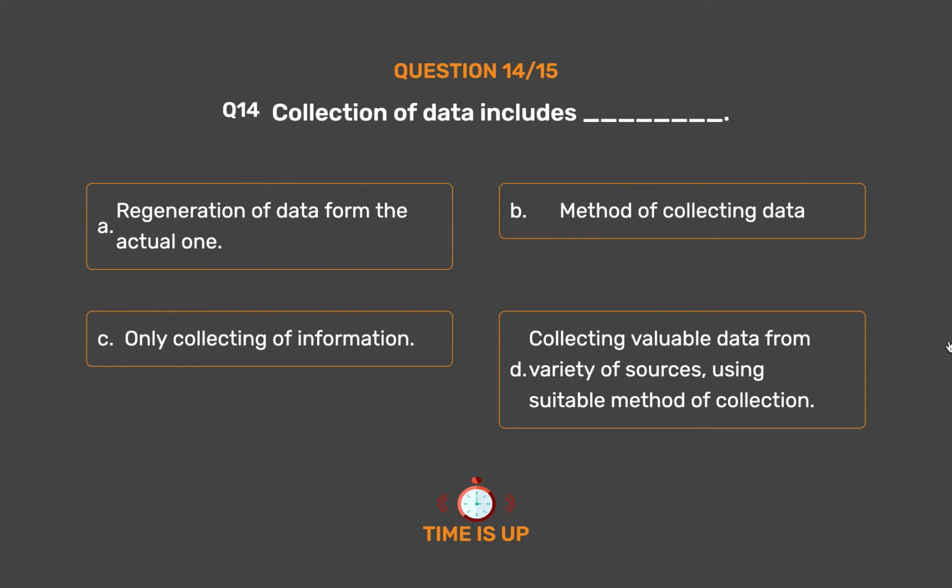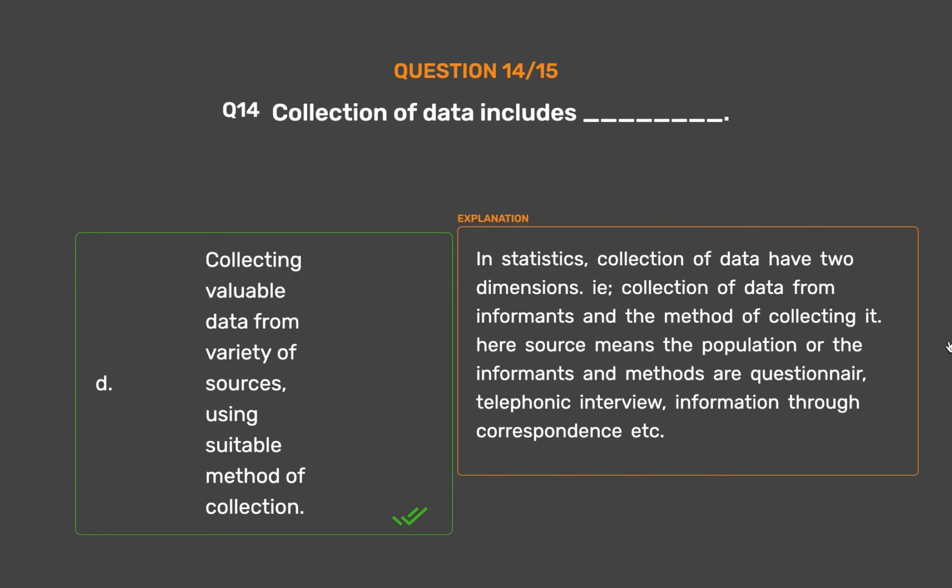The correct answer is Option D. Collecting valuable data from a variety of sources, using suitable method of collection. In statistics, collection of data has two dimensions: the source of collection from informants, and the method of collecting it. Here source means the population or the informants, and methods are questionnaire, telephonic interview, information through correspondence, etc.